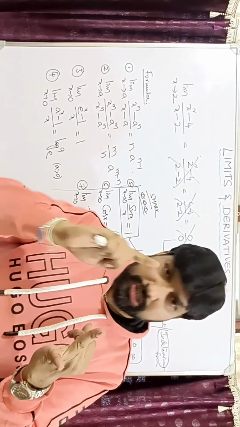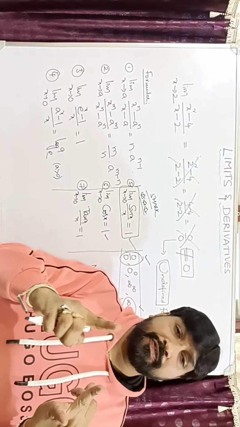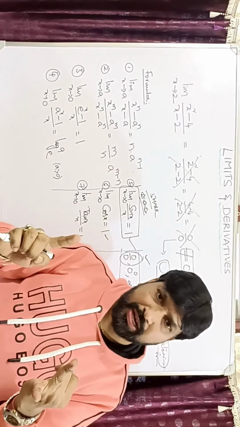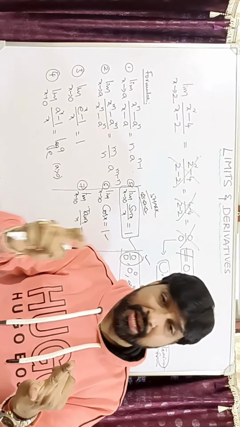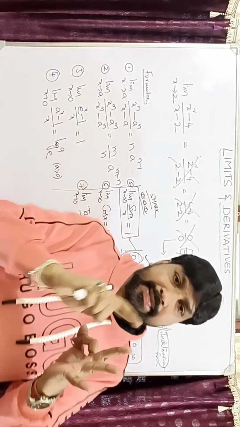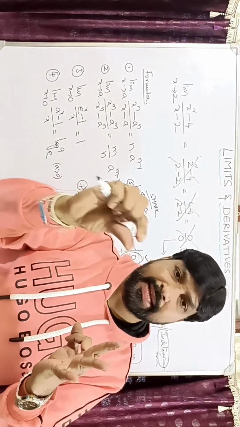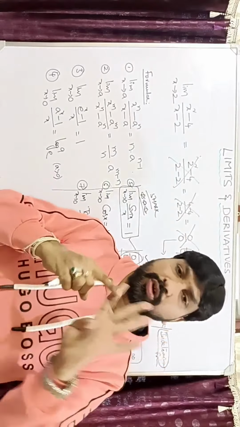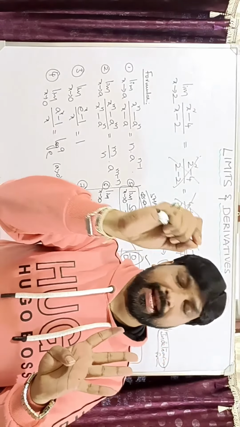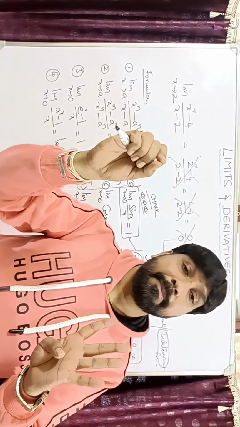Second formula, read along with me please. Limit x tends to a, (x to the power of m minus a to the power of m) by (x to the power of n minus a to the power of n) is equal to m by n into a power m minus n. Third formula, limit x tends to 0, (e power x minus 1) whole by x is equal to 1. The fourth formula, limit x tends to 0, (a power x minus 1) by x is equal to logarithm of a base e.